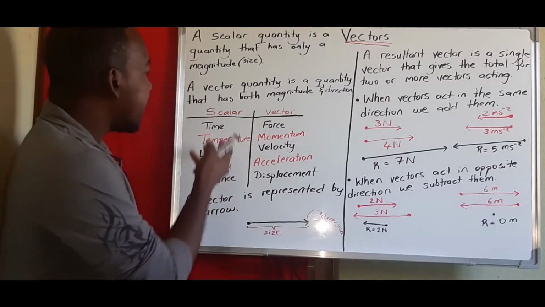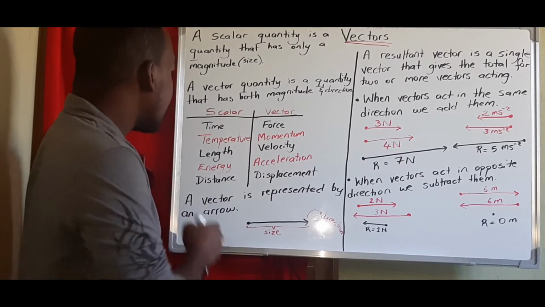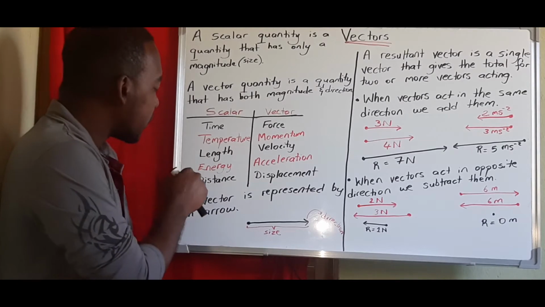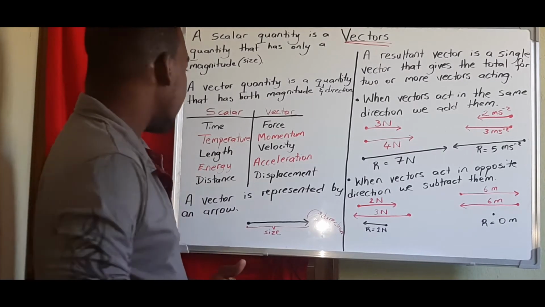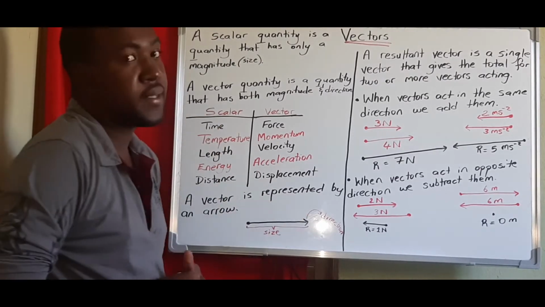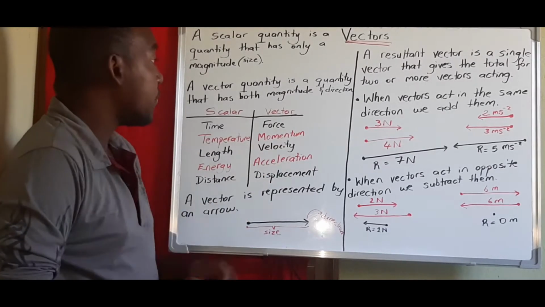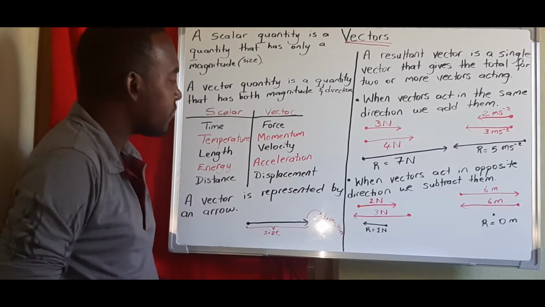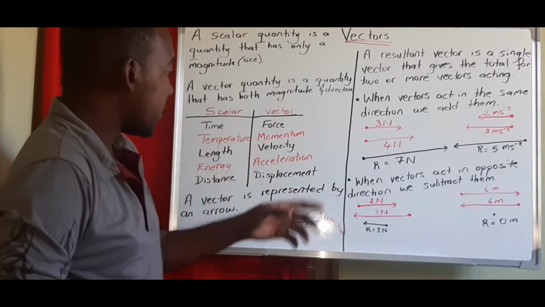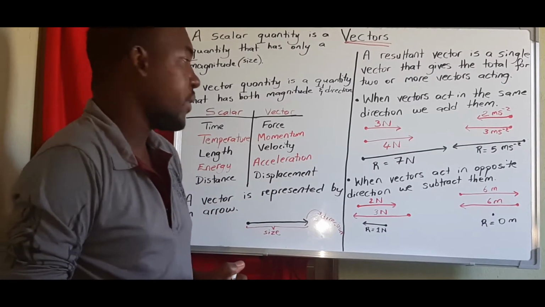So here we have quantities that are grouped as scalars or vectors. For scalar, we have time, temperature, length, energy, distance, because when we write these values down, we normally just write the number as well as the unit. We don't say time is going up or down. For vectors, we have force, momentum, velocity, acceleration, displacement. All these vectors, we denote based on which direction they are actually going.